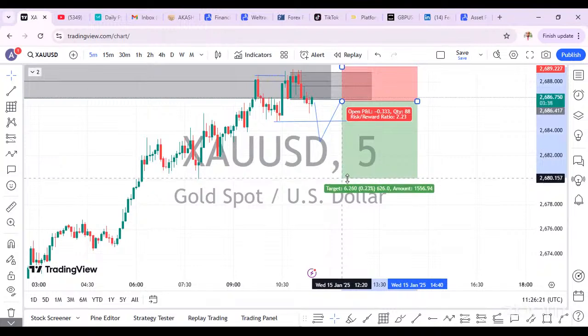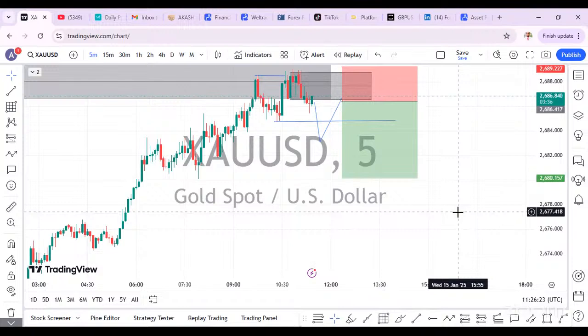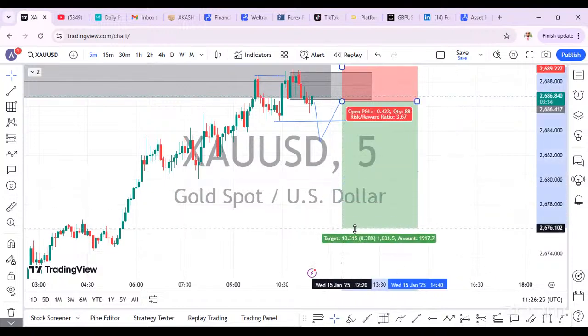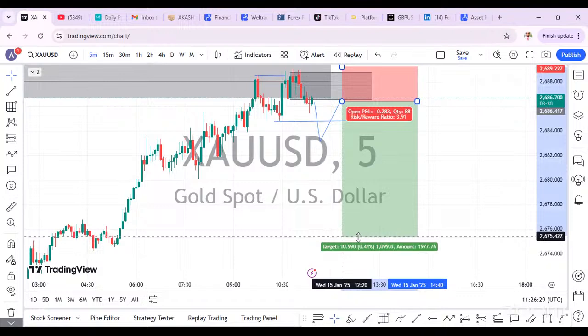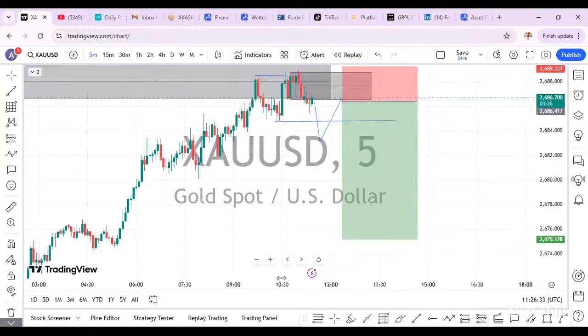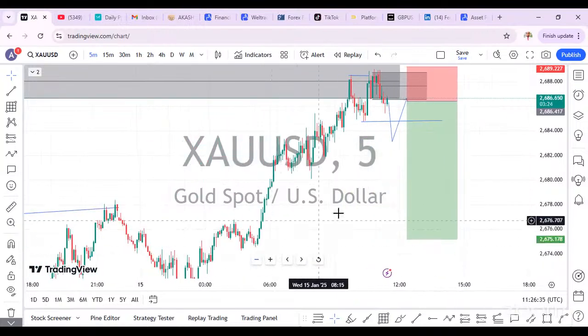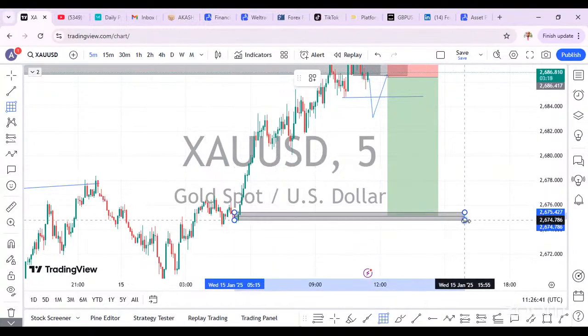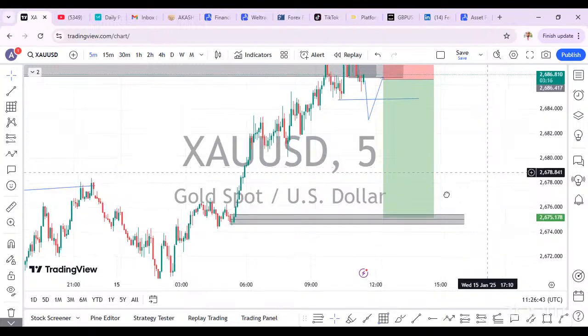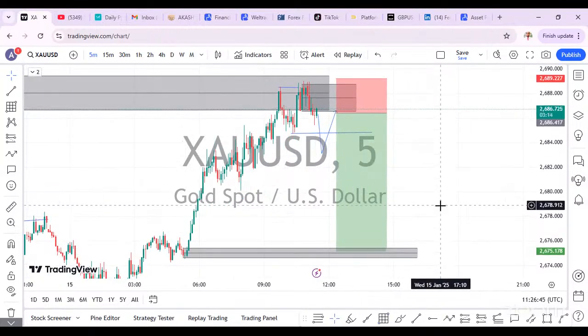Just assume you can target 1 to 3, or this low. That will give you 2:1. You can also target this low here. Let's try this low. That will give about a 4R trade. Why will I target this low on 5 minutes? I would like to target this low because of this range, this demand area. So is that clear, sir?